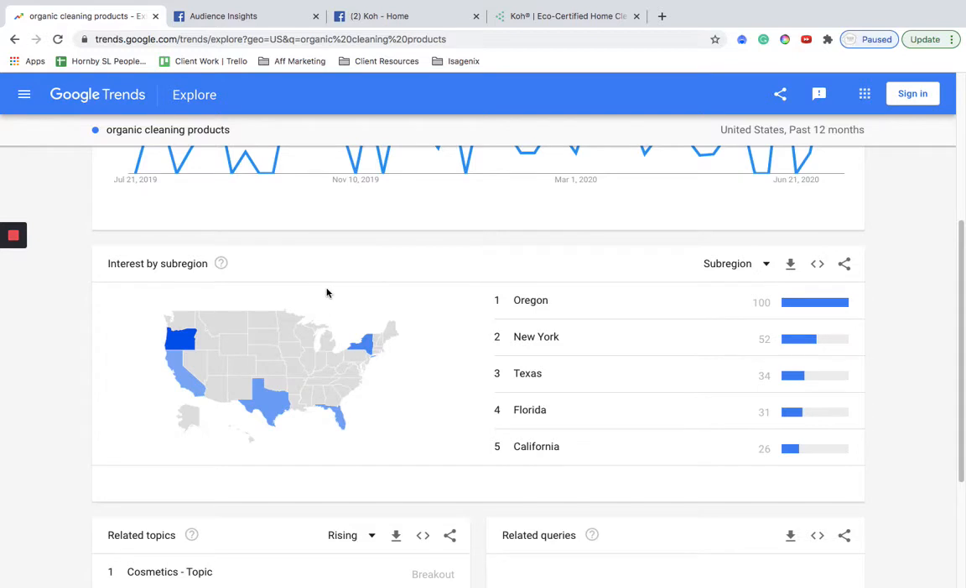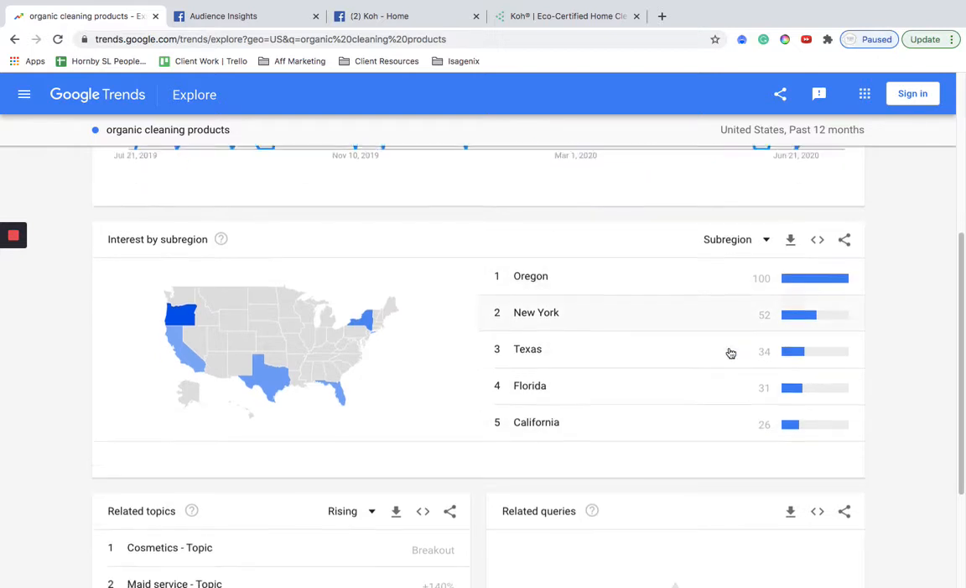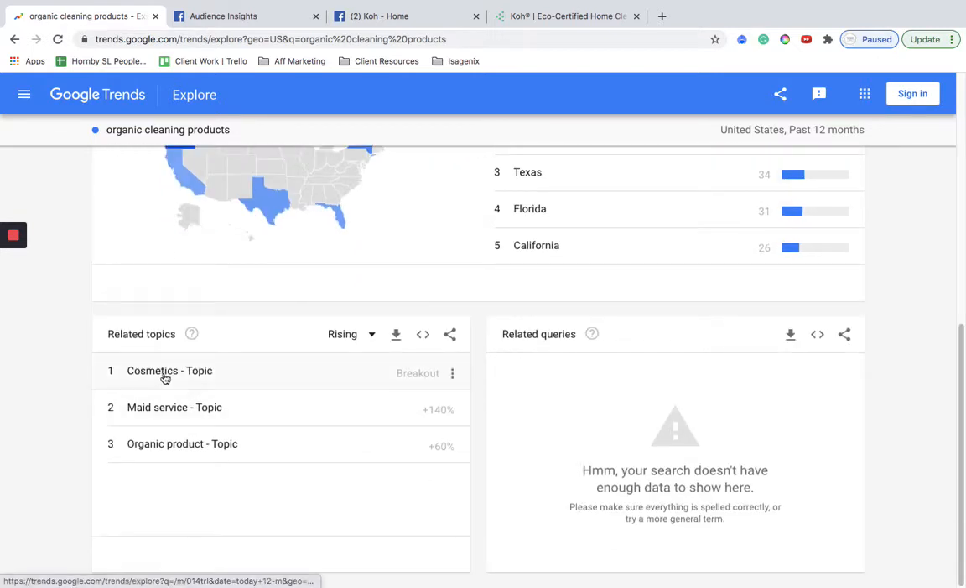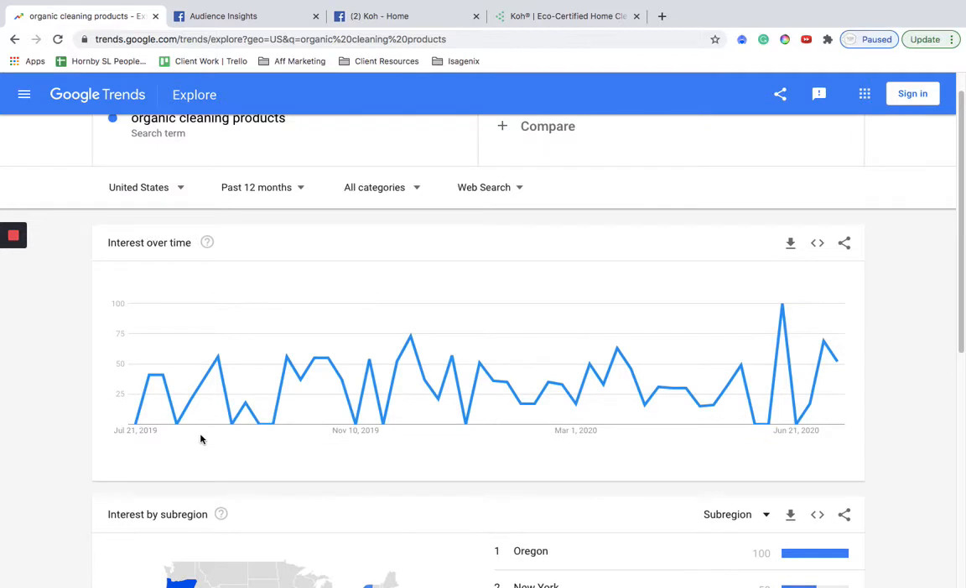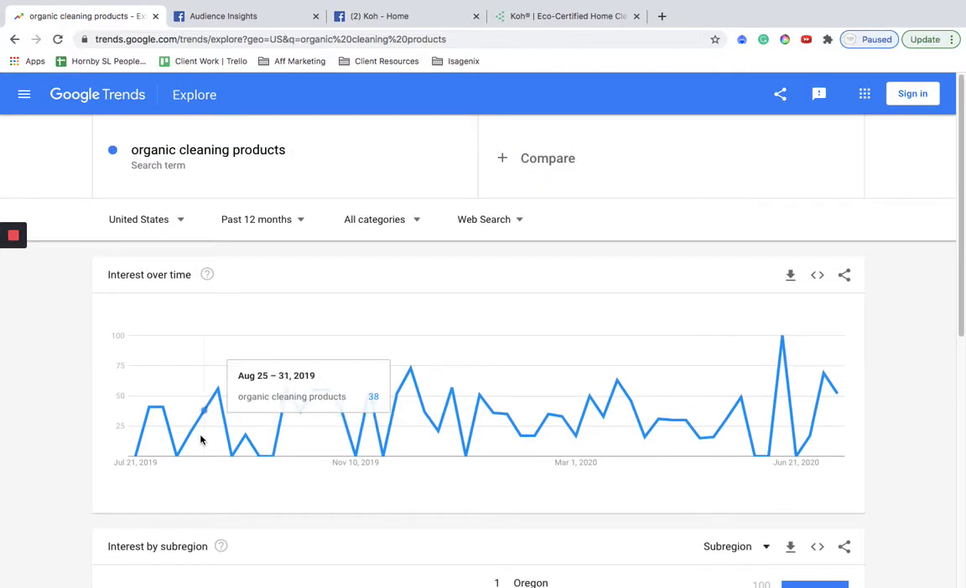So if I was launching an organic cleaning product business in the US, I would target these states. And you can see other things that they're looking for: cosmetics, maid service, organic product. So it starts to give you an idea of the regions to look at, what people are searching for, and related search terms, which is really important when you're looking at fleshing out an idea, or even if you're writing a blog.